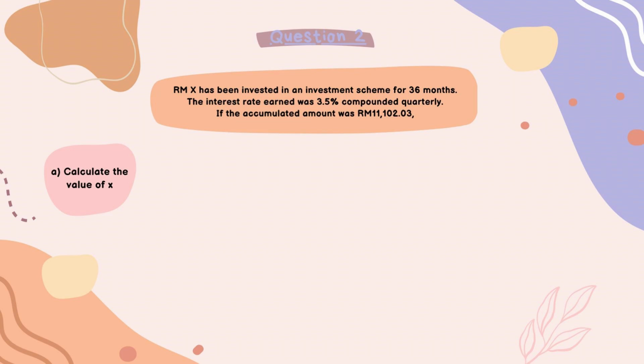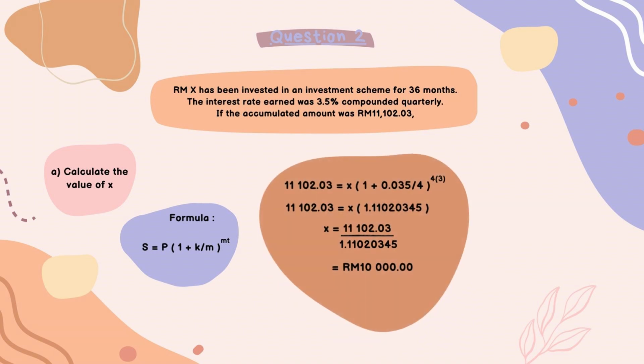So in this question we will use S equals P (1 + K/M) to the power of MT. So we just put the formula in. We have S, 11,102.03 equals P (1 + 3.5 divided by 100, so we get 0.035, and M is compounded quarterly, which is 4), and multiply the 4 with 36 over 12, which is 36 months over 12, because in 1 year we get 12 months.